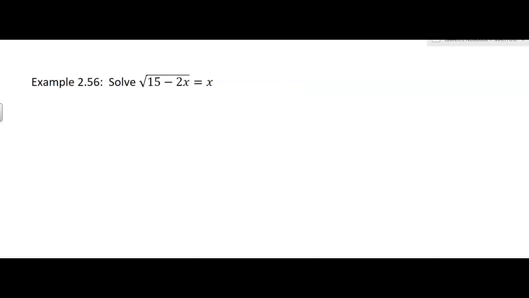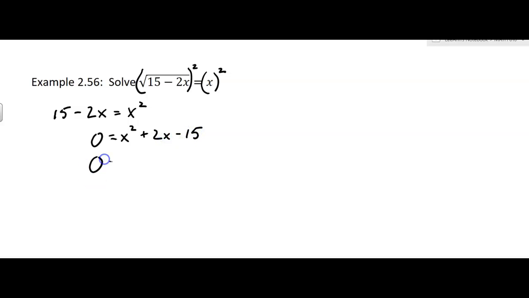All right. So this first one, we have the square root of 15 minus 2x equals x. So we're going to raise both sides to the second power. And then that's going to give us this equation: 15 minus 2x equals x squared. Now that's quadratic. I'm going to put everything on the right. So 0 equals x squared plus 2x minus 15. I'm going to solve with factoring.